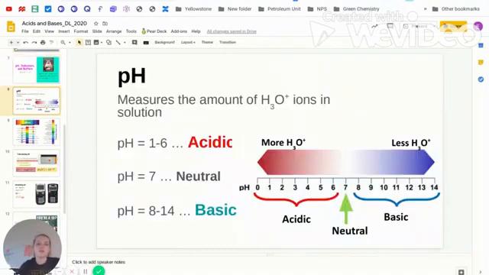So pH measures the amount of hydronium ions in solution. If a pH is between 1 and 6, it's acidic. If it's 7, it's neutral. And if it's between 8 and 14, it's basic or alkaline.